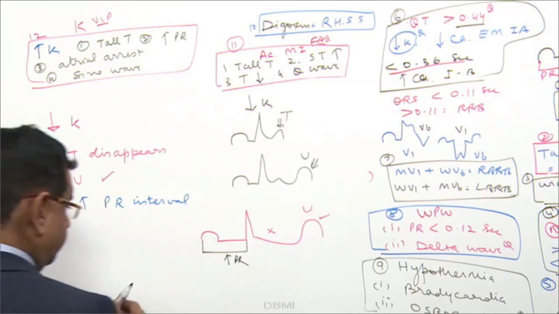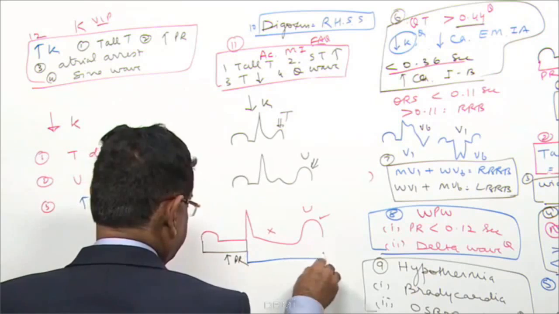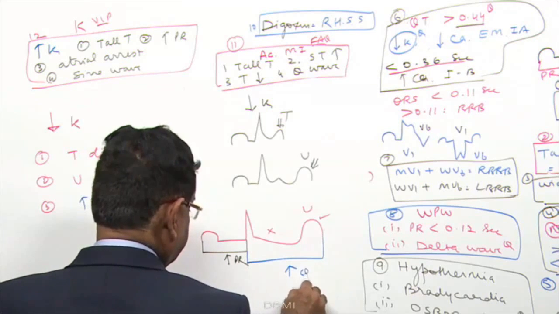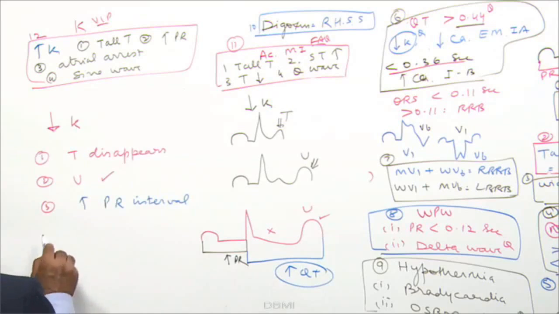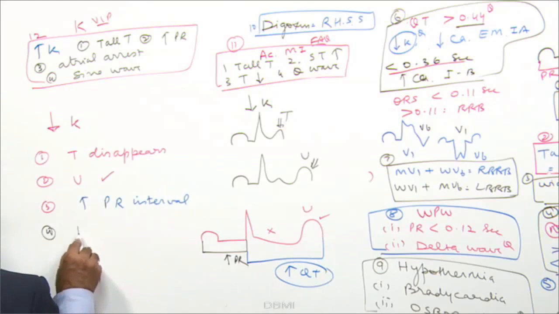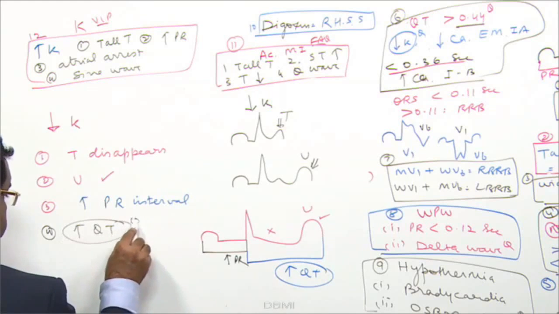And the fourth is prolonged QT interval. QT, this is the most important finding. Prolonged QT interval.